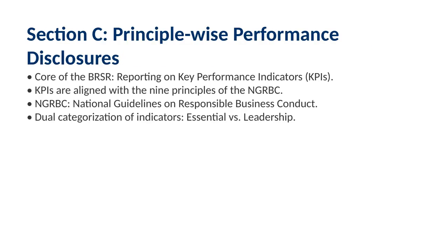Finally, we have Section C, which is the core of the report, Principle-Wise Performance Disclosures. In this section, companies report on key performance indicators, or KPI, which are aligned with the 9 principles of the National Guidelines on Responsible Business Conduct, known as NGRBC. Now, this is a key point for your conceptual clarity. The KPIs in Section C are split into 2 categories.